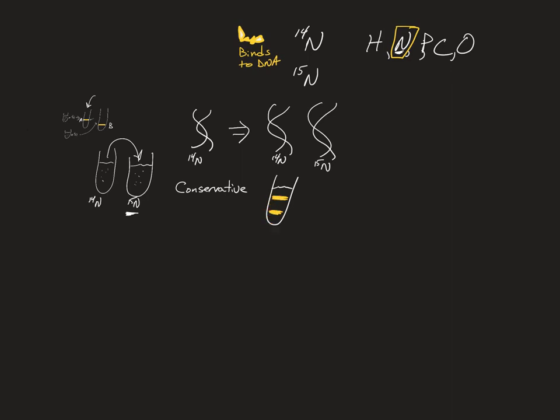But what if it was dispersive? Assuming the process, you'd expect there would be only one band, probably somewhere in between the two. Somewhere around here. Not at A, not at B, but in the middle somewhere, because it's all mixed up. Maybe you get more bands, maybe one, but something like that.